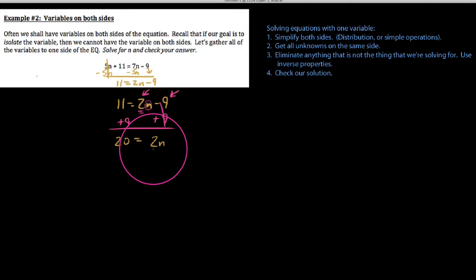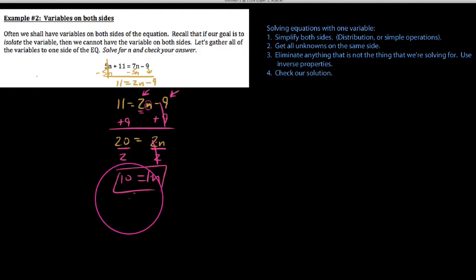And then last but not least, we need to get rid of this 2. I notice that I'm taking 2 times n, so I'm going to undo that by doing the opposite of multiply by 2. We're going to divide by 2. Those 2's cancel out. We're left with just n on the right, since this is 1 times n, or n. We're left with 10 on the left.